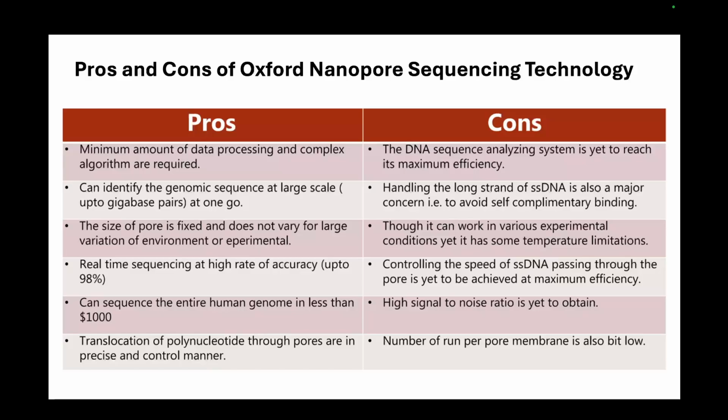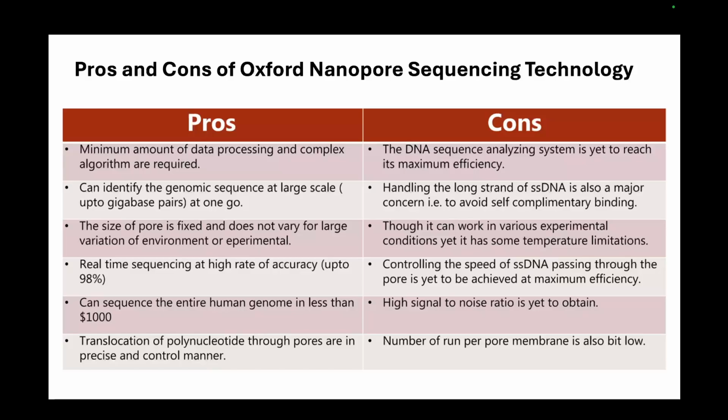Yeah, for using Oxford Nanopore, it's about $1,000 that is required to sequence the entire genome, and the translocation of the polynucleotide through the pores is precise and in a controlled manner. Now, the cons include that the DNA sequence analyzing system is yet to reach its maximum efficiency because it's kind of a newer technology. Still, algorithms are getting developed, and other things are getting developed for this particular technology. But yeah, there is still a long way to go.